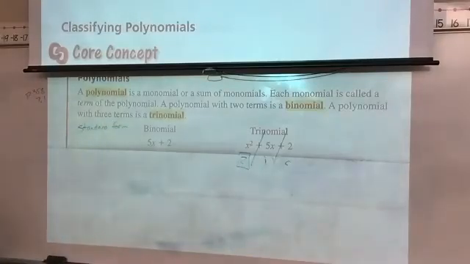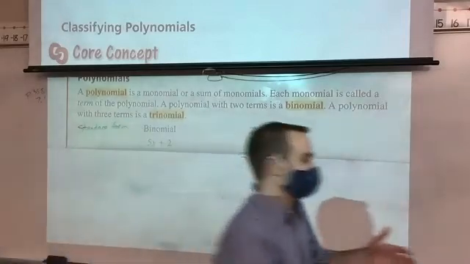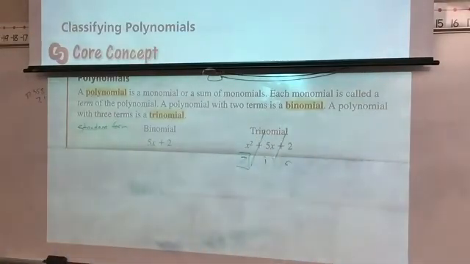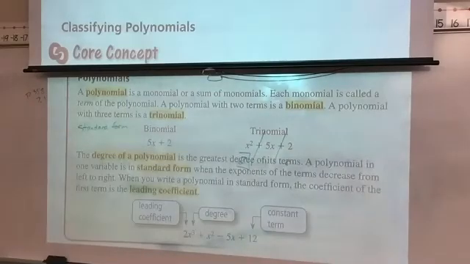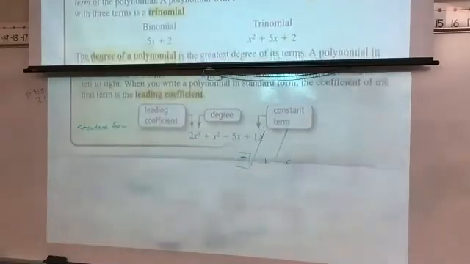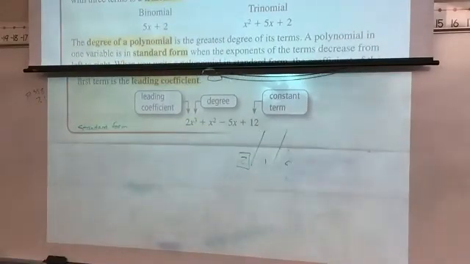Standard form, you're going from biggest exponent to smallest exponent. Okay, biggest exponent to smallest exponent, or biggest degree to smallest degree. But most of the time, again, you're just going to see one variable, one exponent. So here's an example of standard form.